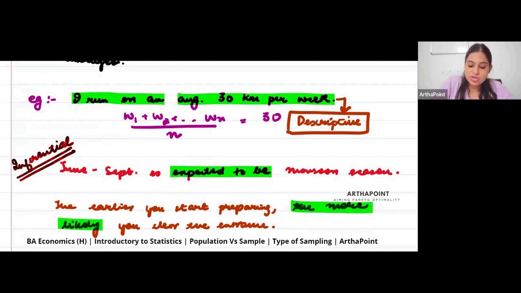The earlier you start preparing, the more likely you clear the entrance. I am not giving any quantity. I am not going ahead and giving any number to you. I am predicting this for you. I am inferring this for you that people who start early have higher probability. This is an inference I have from the past. This is also an inferential statement.